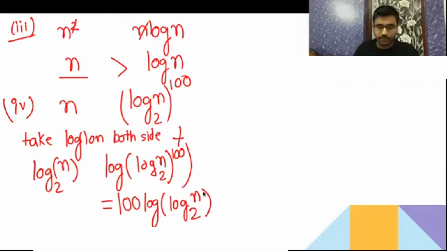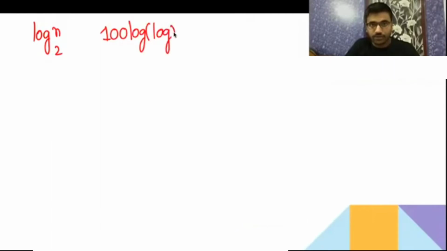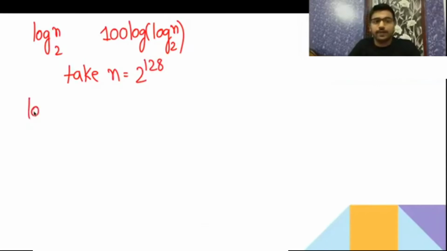Okay, understood? Now take n equal to 2 to the power... I am going to the next slide. Here you got 100 log n base 2, and here you got 100 log n base 2. Now if you take n equal to 2 to the power 128, now see n here is going to be 2 to the power 128.